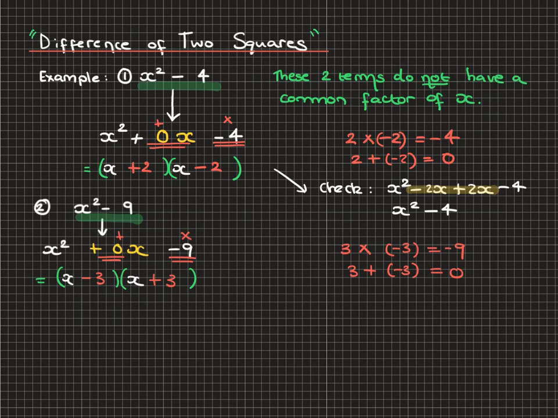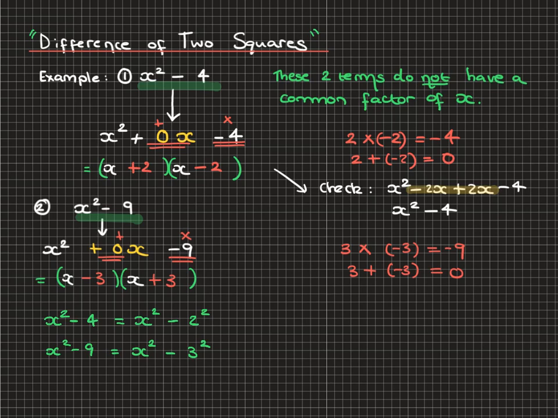Well, because x squared minus 4 is a difference of two squares. Difference means subtract, and it's the difference between x squared and 2 squared. X squared minus 9 is the difference between x squared and 3 squared.